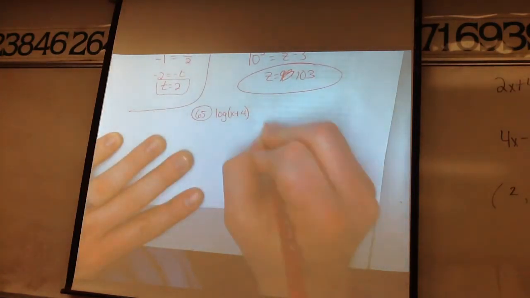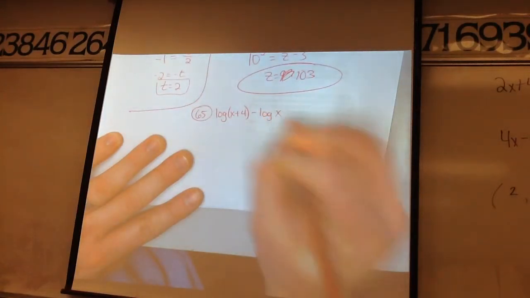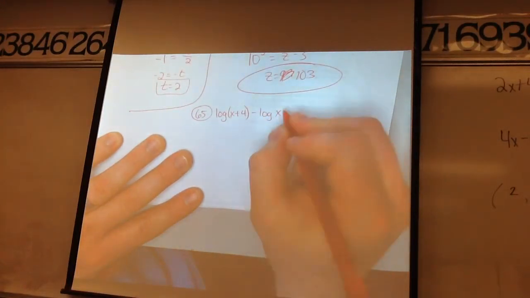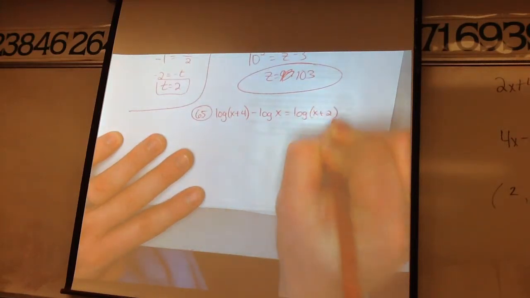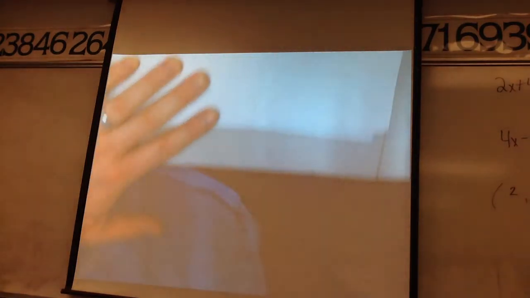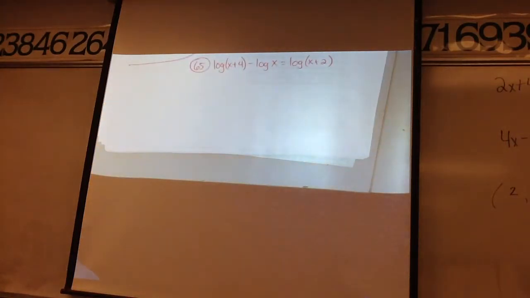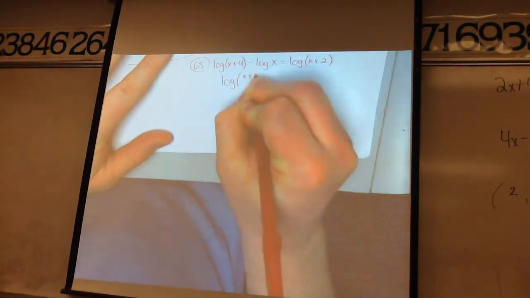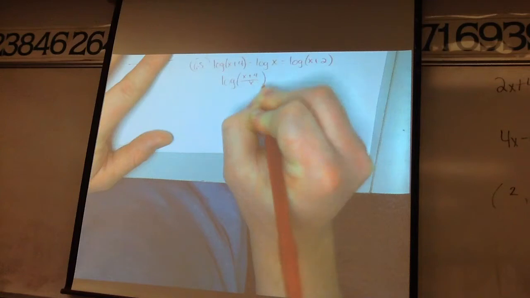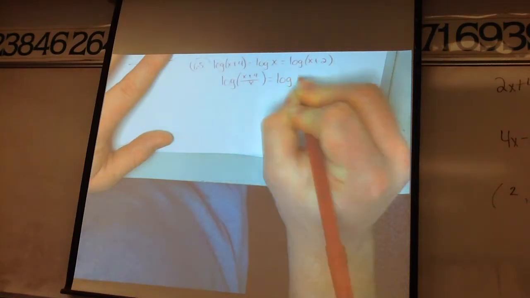Log of x plus 4 minus log of x equals log of x plus 2. Well, that's interesting. Just do the rules. So since it's minus, you're gonna divide. So the log of x plus 4 over x equals log of x plus 2.